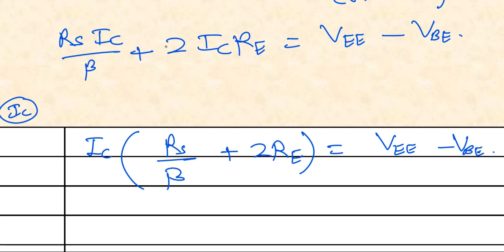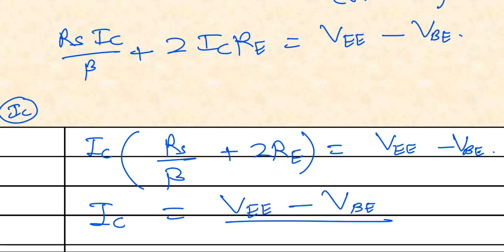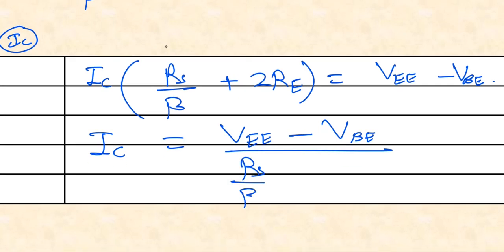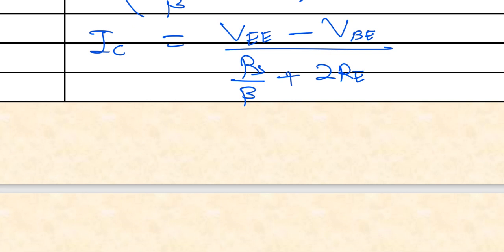Then IC equal to VEE minus VBE divided by Rs by beta plus 2 times emitter resistance. Now see here, this emitter resistance will be in kilo ohm. Let us say it will be 2 kilo ohm, right? So 2 into 2 value will be 4 kilo ohm.